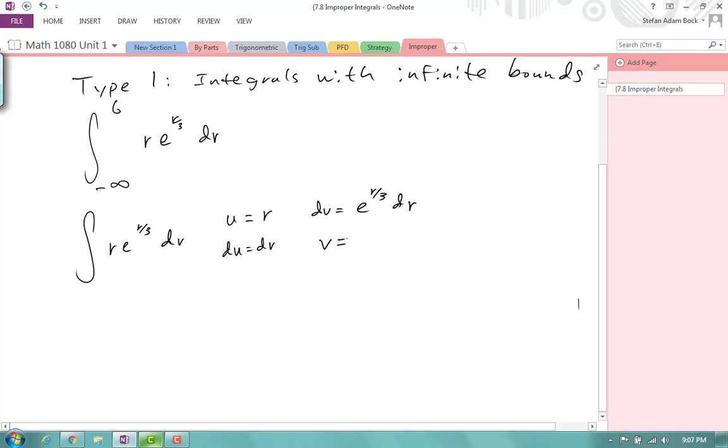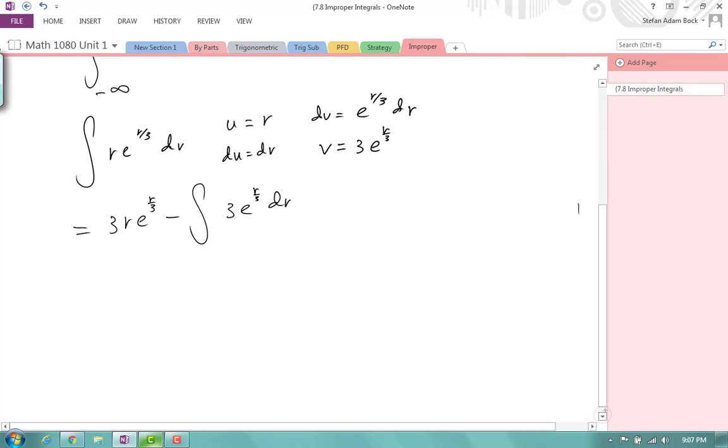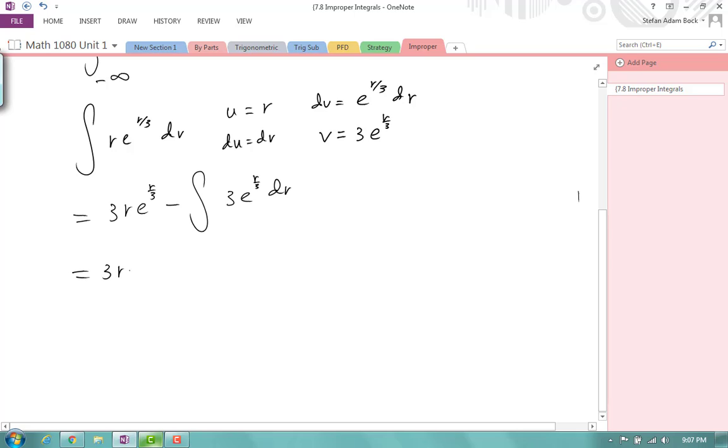which means that v should be equal to 3 times e to the r over 3. So that would be uv, 3r e to the r over 3, minus the integral of v du, which is 3e to the r over 3 dr. And I can do that antiderivative. This is 3r e to the r over 3 minus 9e to the r over 3, plus c.